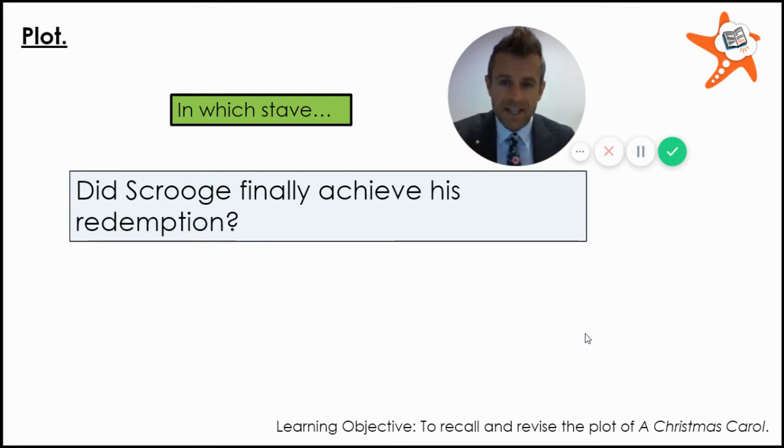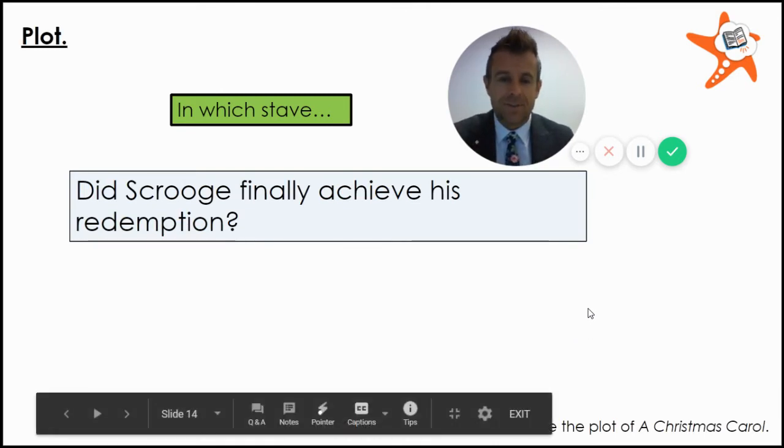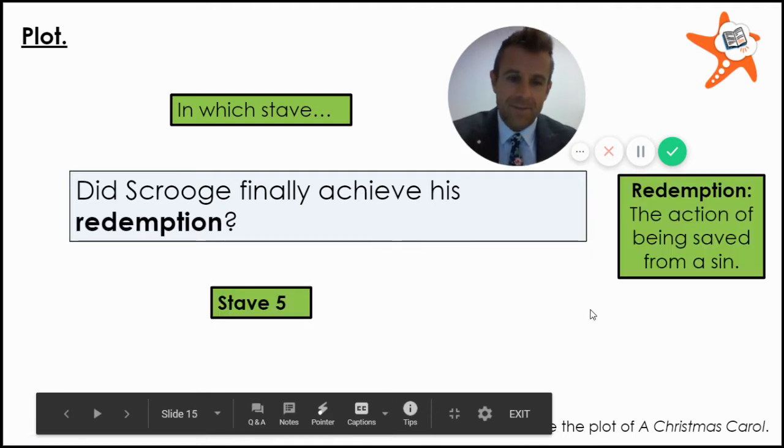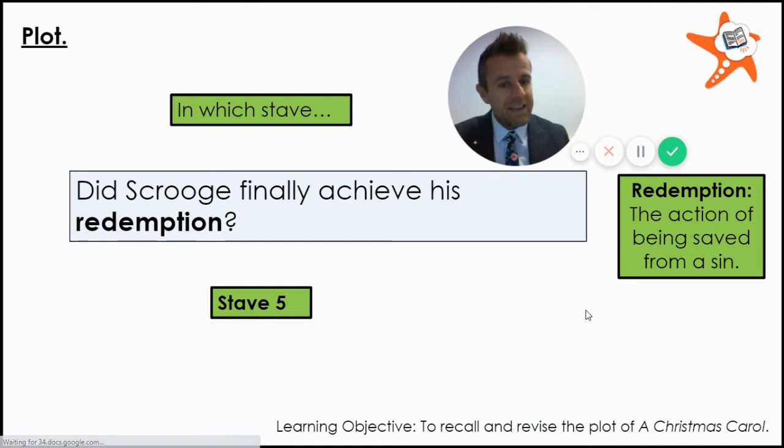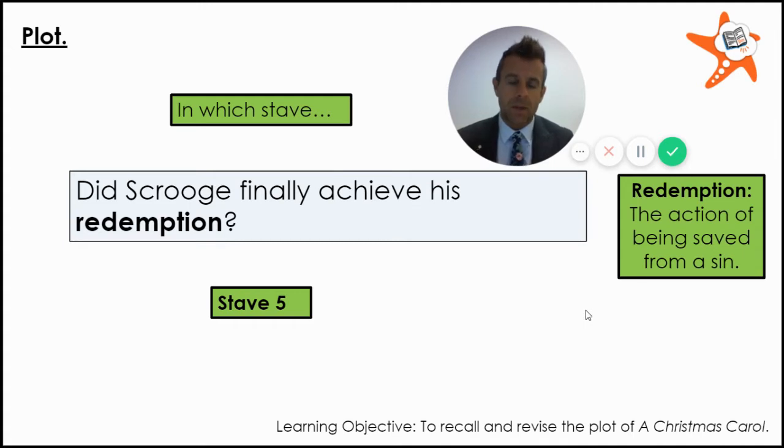And of course, the stave that Scrooge achieved his redemption was in stave 5. So redemption is the action of being saved from a sin. Scrooge goes through this metamorphosis, this transformation, which redeems him in the eyes of God. He achieves that redemption because he has changed his ways.